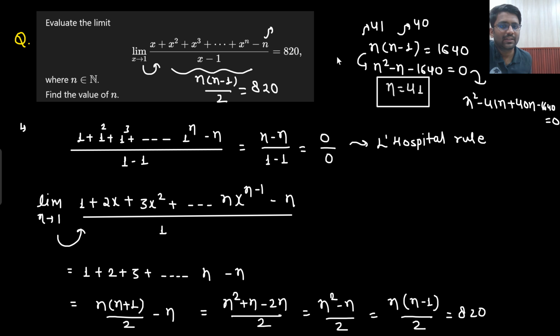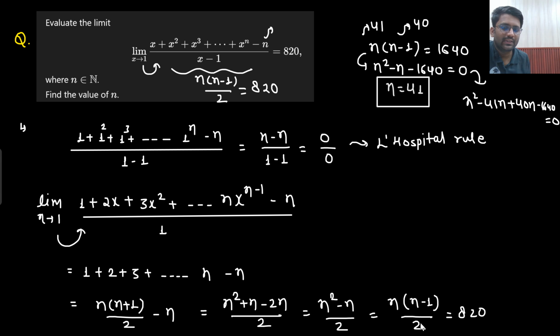We got to know that 1 plus 1 plus 1 that is equals to n only, n minus 1, 0 by 0, L'Hopital rule we can apply. We differentiated 1 plus 2x plus 3x square and so on till n, right? So I'm adding the values 1 plus 2 plus 3 till the point n, and then minus n is there as it is.